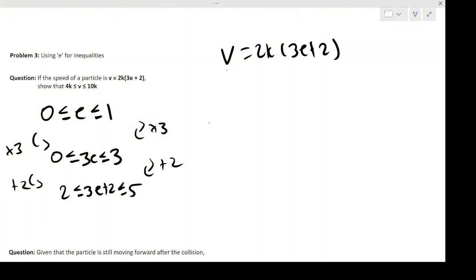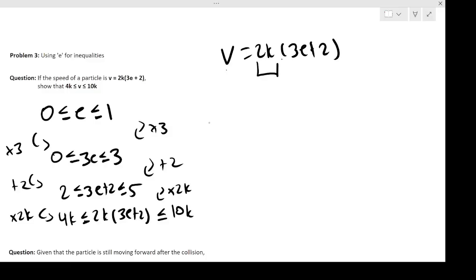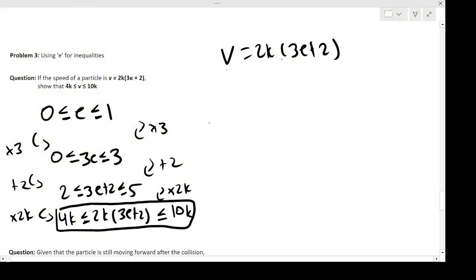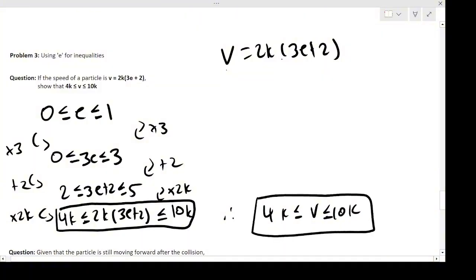Then the last step, we're going to have to multiply by 2k, right? So that's going to be 2 times 2k is 4k, and then 2k lots of 3e plus 2, and then 5 times 2k is going to be 10k, okay? And actually, if we look at this, 2k of 3e plus 2, that's equal to v. So therefore 4k is between v and 10k there. Okay? And so we get the inequality they want.